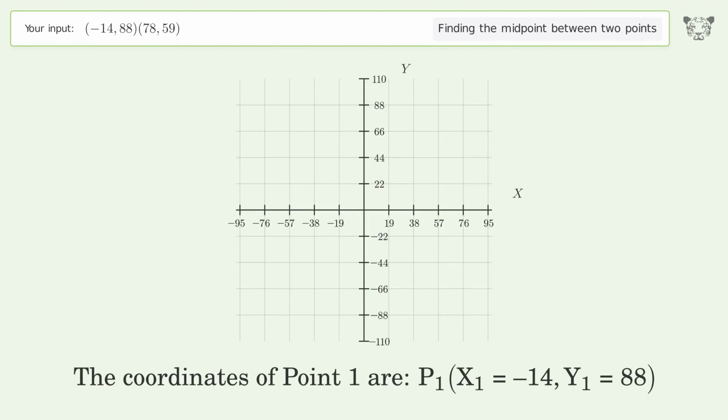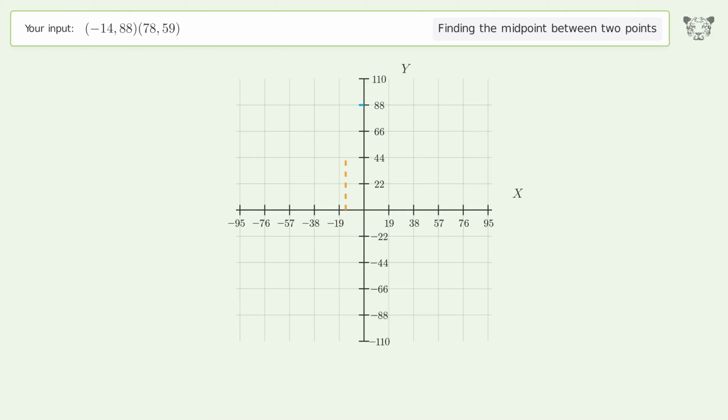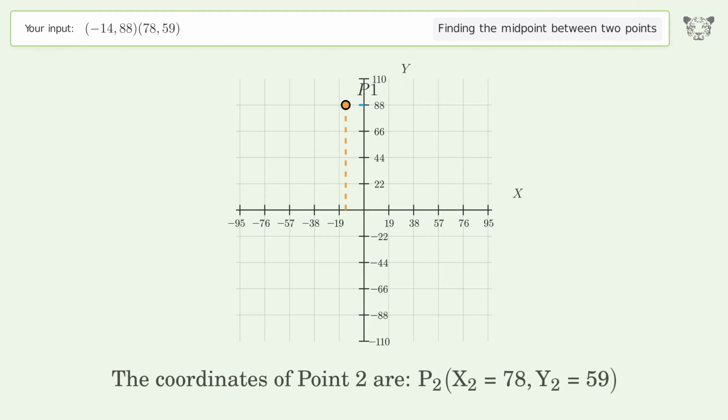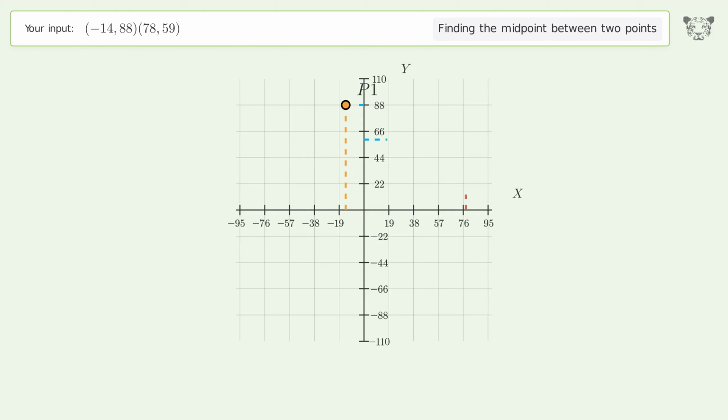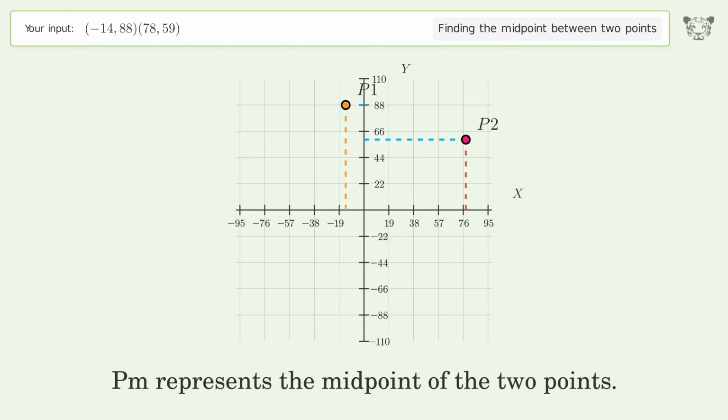The coordinates of point 1 are, x1 equals -14, y1 equals 88. The coordinates of point 2 are, x2 equals 78, y2 equals 59. PM represents the midpoint of the 2 points.